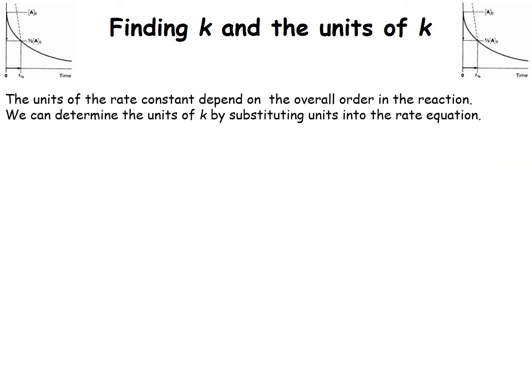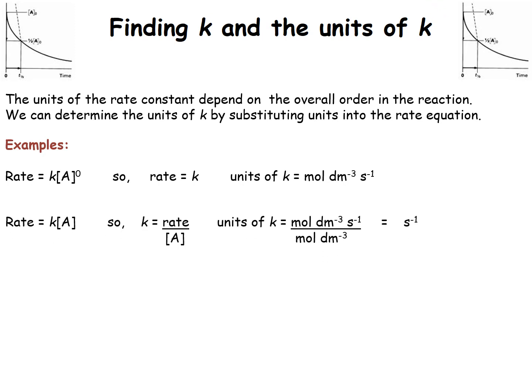So we've already done a bit on finding the units of K. So the units of the rate constant depend on the overall order of the reaction. We can determine that by substituting in the units into the rate equation. So we've already done this when we were looking at the rate constant. So here's some examples. So rate equals K, concentration is 0 order with respect to A, so the rate is just K. So remembering that K is a rate constant, so it's going to be moles per dm cubed per second. And then to the -1 because it's per second, so it's on the bottom.